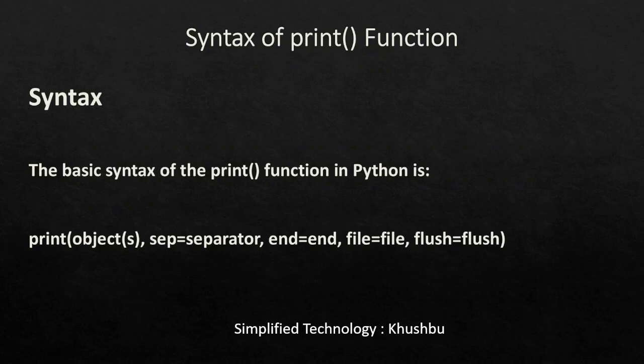So when we talk about the syntax of the print function, the basic syntax in Python is: first you have to write print, and then you can give the list of objects, or you can give the sep, that is equal to, you can give the separator, or you can give the end parameter, or the file parameter, or the flush parameter. So we are going to use all these things, and I will be showing you how to use all these parameters in this print function.